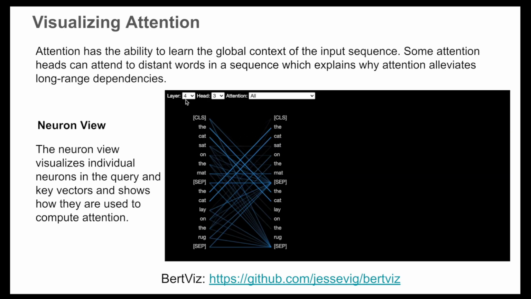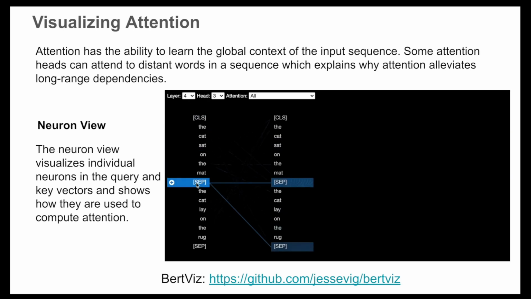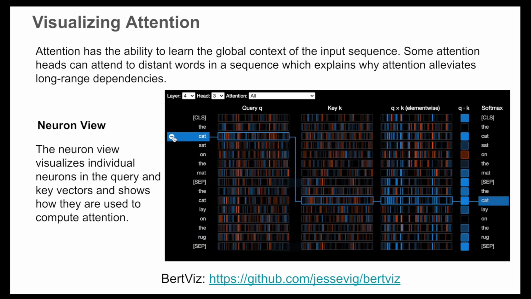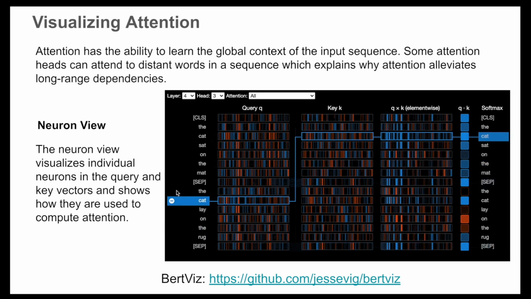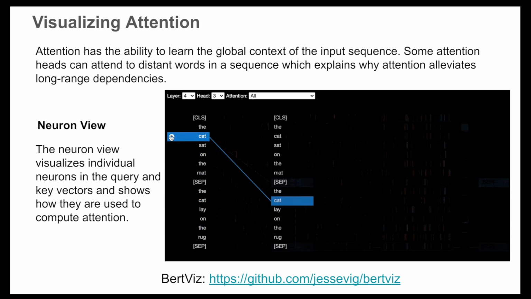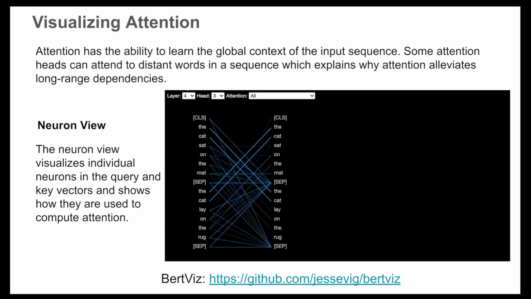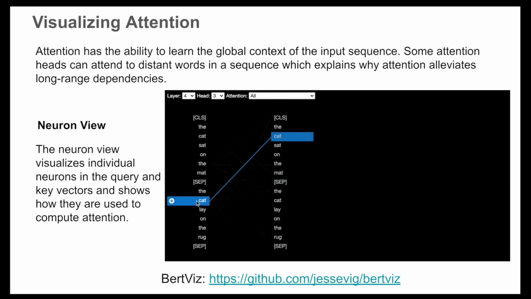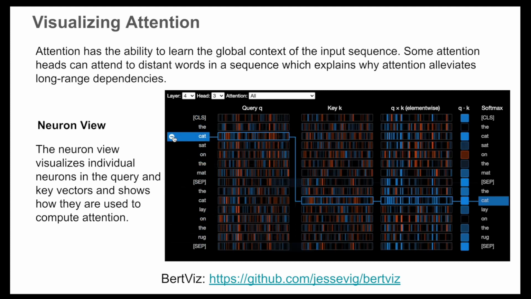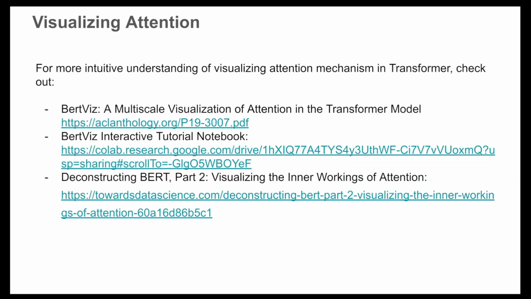This is neuron view, which visualizes individual neurons in the query and key vectors and shows how they are used to compute attention. If you are finding it hard to understand, I invite you to play with this tool, and I have also added some extra resources for understanding and visualizing the attention mechanism.